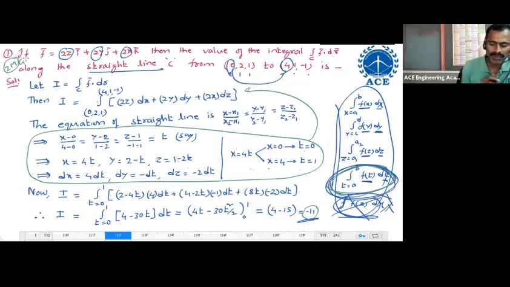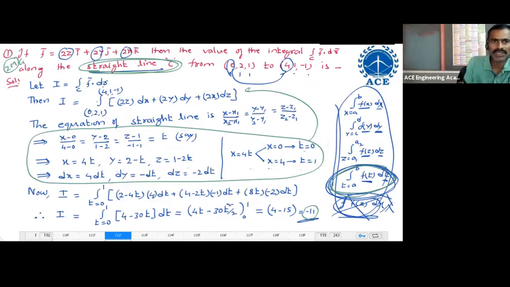But in every problem, the equation of the path may not be given. In this problem, the equation of the curve is not given, but instead the name of the path is given. Using the name of the path, we write the straight line equation. Instead of giving the name, if the equation is given directly, we can use the equation and do the problem.